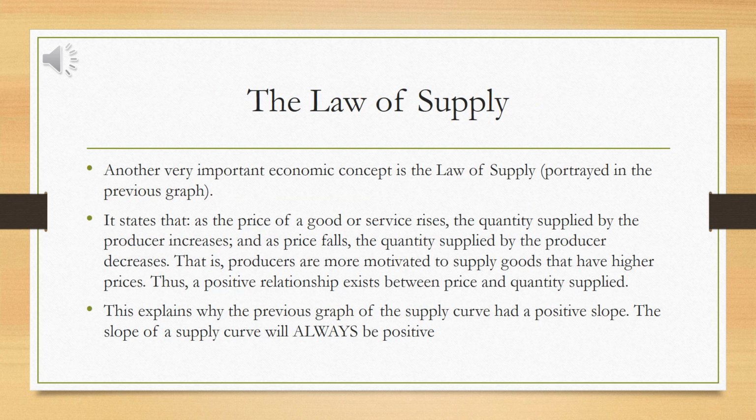Another very important economic concept is the law of supply, which was portrayed in the previous graph. It states that, as the price of a good or service rises, the quantity supplied by the producer increases, and as the price falls, the quantity supplied by the producer decreases. That is, producers are more motivated to supply goods that have higher prices. Thus, a positive relationship exists between price and quantity supplied. This explains why the previous graph of the supply curve had a positive slope. The slope of a supply curve will always be positive.